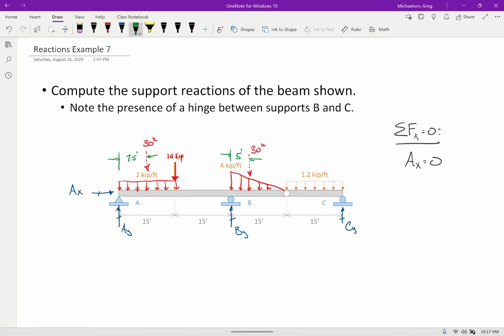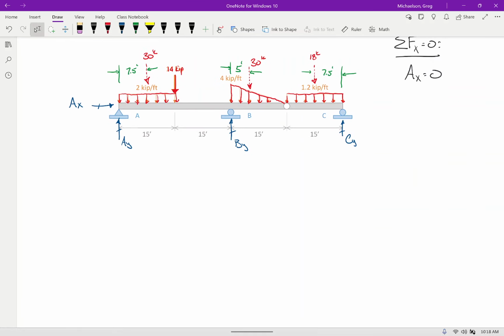And for simplicity, what's that distance? 5 foot. Okay, and lastly, we have 1.2 kips per foot over a distance of 15 feet. What is 1.2 times 15 going to be? 18. So collapse that. And then we'll say, from that end, what's it going to be? Let's just take a sec, make sure we're all comfortable with that. Is that good?